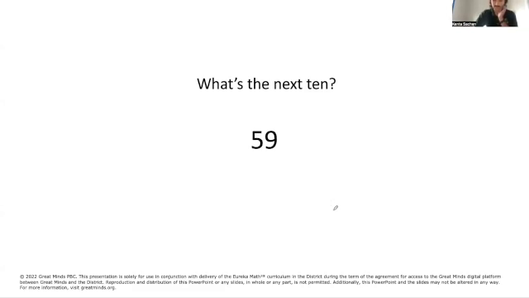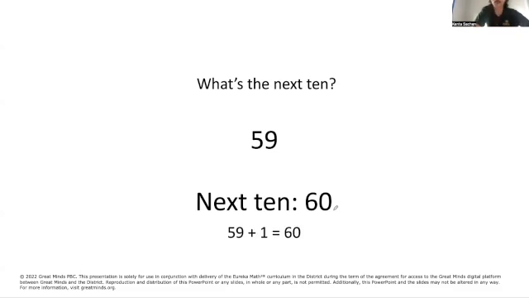Okay. Allison H. What's the next 10, Allison? Yeah, 60. Very good. After 59 is 60. That's our next 10 number. How many more do we need? Let's all think. Show me with your fingers. Yeah, we just need one more. So 59 plus 1 equals 60.